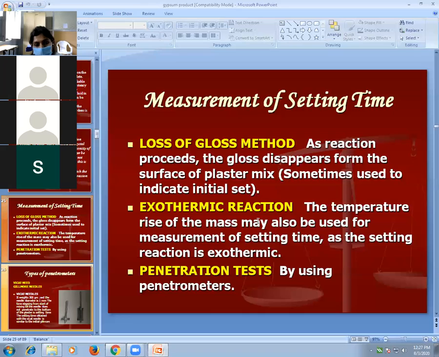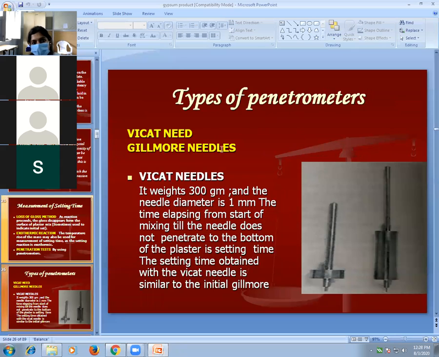As the setting reaction is exothermic, whatever heat is produced during the reaction is measured to measure the setting time. So this exothermic reaction is one of the methods to measure the setting time. Then the penetration test. These are of two types, using the Vicat needle and Gillmore needles. This is the Vicat needle and Gillmore needle test.